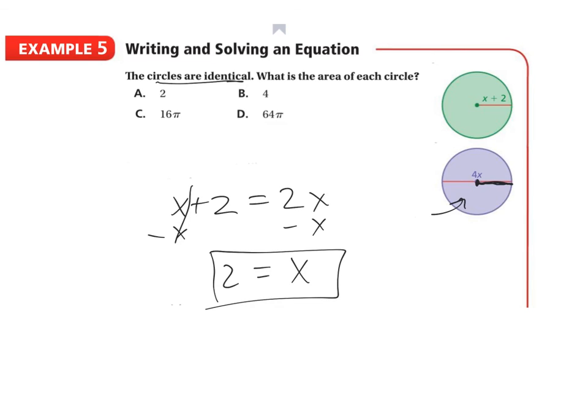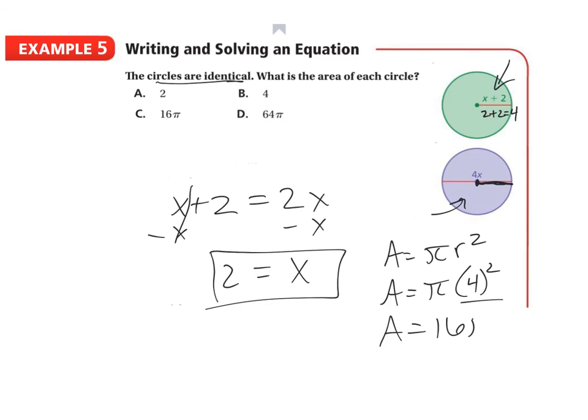All right, easy enough. Therefore, we need to find the area of the circle. So area of a circle is equal to pi r squared. Well, what's r? Pick either one of these, but I'll take this one because it's already the radius. So if I substitute in 2 for x, then I get 2 plus 2, which means that the radius is 4. So area is equal to pi times 4 squared. So therefore the area is 4 times 4, 16 pi, and I'm going to leave it in terms of pi.